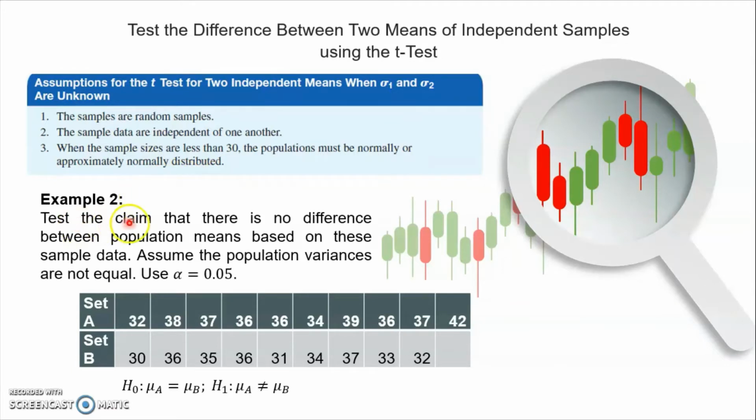Example 2. Test the claim that there is no difference between population means based on this sample data. Assume the population variance are not equal. Use alpha equals to 0.05. Similarly, we write the hypothesis like this, and then by using this data, we can use the Microsoft Excel to find the critical and test value before we make our decision and summary.